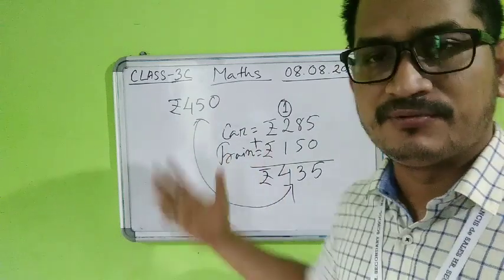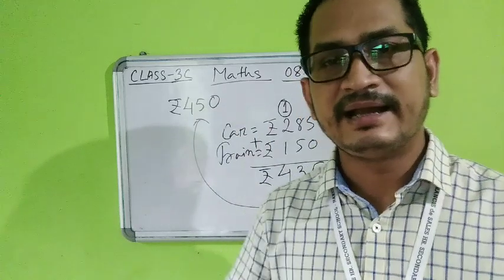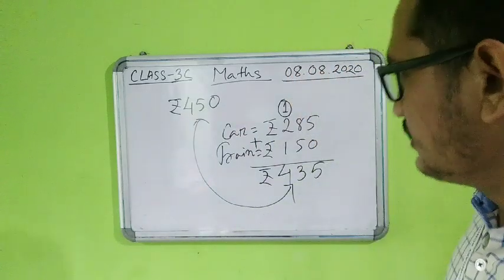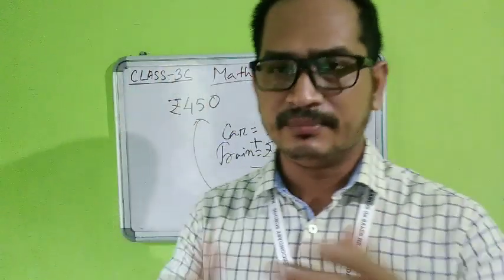That means she has more money than the total price of the toys. So what can she do? Of course, she will be able to buy both the toys because she has enough money to buy them. Fine. So this is an example, students. Why have I discussed this question in the beginning?